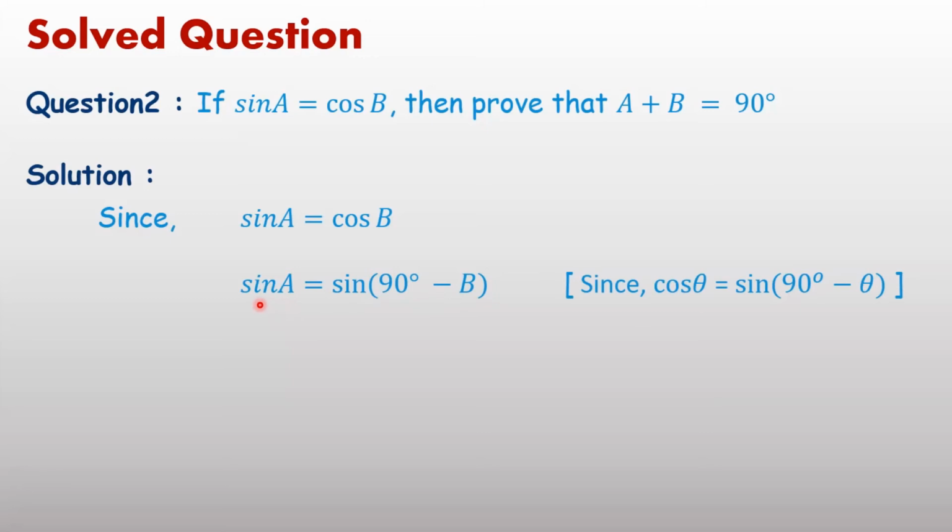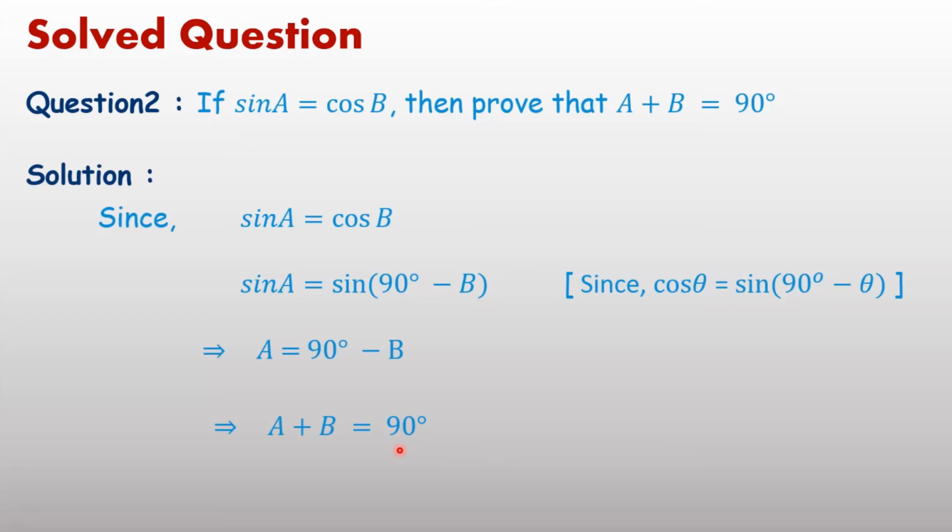The trigonometric ratio is the same on both sides, so the angles will also be the same. Because in the LHS the ratio is sine and here the ratio is also sine, if both sides have the same trigonometric ratio, then the angles are equal. Therefore, A equals 90 minus B. Transferring B to the left side, A plus B equals 90 degrees.